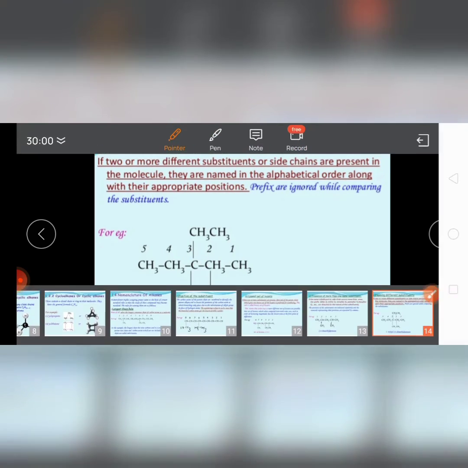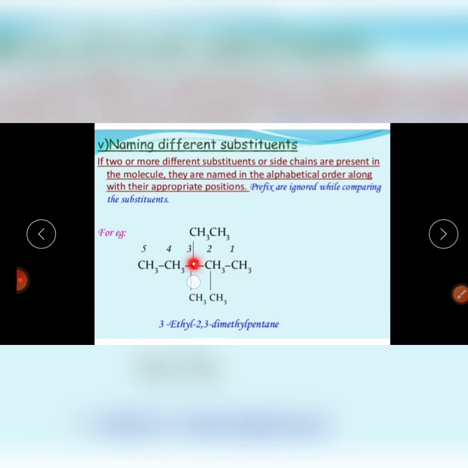So E comes first, so we will name it 3-ethyl. We have just mentioned the position of this ethyl group, so it is situated at the third carbon. So we have mentioned 3-ethyl and 2,3-dimethylpentane, because the positions of these two methyl groups are at the second and third carbon. That's why we have mentioned 2,3, and both are similar. Okay, so that's why we have put dimethyl. The complete name of this compound will be 3-ethyl-2,3-dimethylpentane.